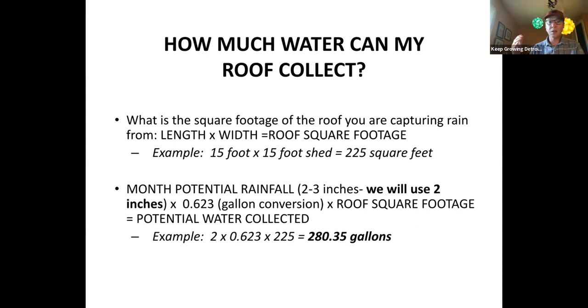So we're basically taking the square footage of the roof, multiplying it by our conversion factor of 0.623, and then using what we anticipate the rainfall we're going to get for a month is, and that's going to tell us how much rain we might expect in a month's time if we were trying to capture rainwater, collect it from that roof.